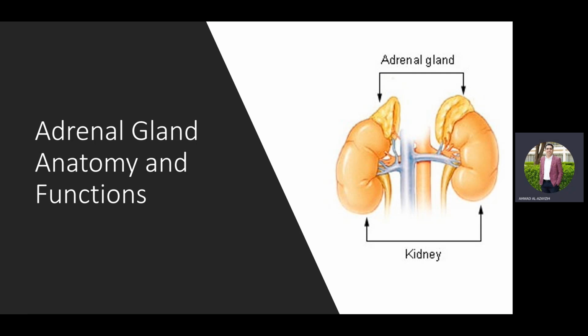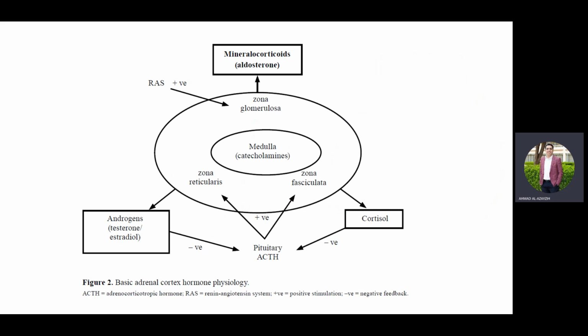Now, let's start talking about adrenal gland anatomy and function, as well as the disorders and how you manage adrenal gland related disorders. The adrenal gland, as you know, is two glands on the top of each kidney. So we have the left adrenal gland and the right adrenal gland. When you look at the histology of the adrenal glands, we have a capsule, the outer layer.